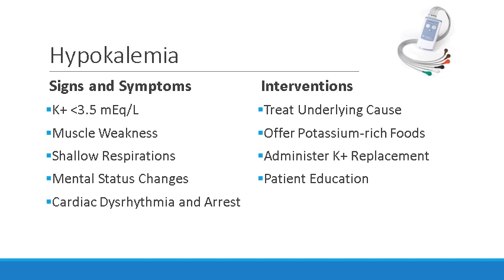So hypokalemia, signs and symptoms. If somebody has hypokalemia, their serum potassium is going to be less than 3.5. They will have muscle weakness and cramping. So you've heard the phrase, if somebody has cramps in their legs, eat a banana, because bananas are high in potassium. That's where that comes from, just in our everyday life. Shallow respirations, because they have decreased skeletal muscle activity. They can have mental status changes as well, and they're at very high risk for cardiac dysrhythmias and arrest.